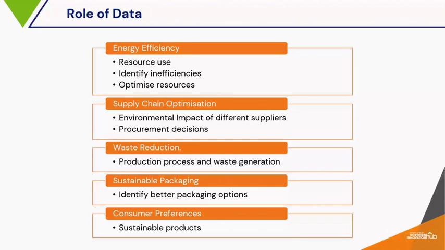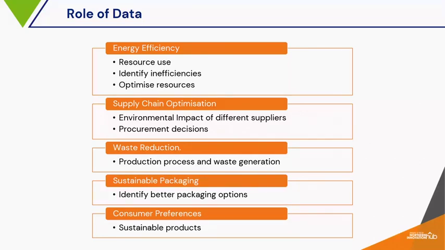Right, so to address these issues and these hotspots, data can play a crucial role in addressing the challenges in these areas. For example, in terms of energy efficiency, data can be used to monitor resource use in real time, identify inefficiencies, and optimize energy use. This can help in achieving decarbonization and energy efficiency goals, as we said before. Data can also provide insights into the environmental impact of different suppliers and ingredients. This can help businesses make more sustainable choices and reduce the overall footprint.